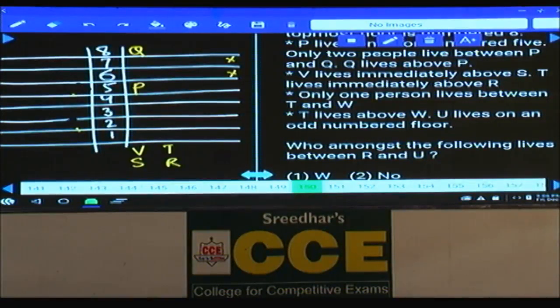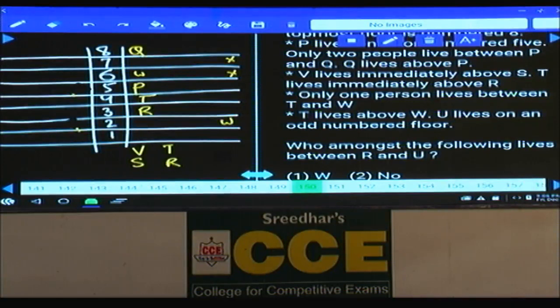Now let us check out the different possibilities for this T. T lives immediately above R. If T is here, then R is here. If T is here, one person between T and W, then W can be either at this place or at this place. And then V and S, whatever the case of V and S here. U lives on an odd number floor, then tell me what are the different possibilities we have.